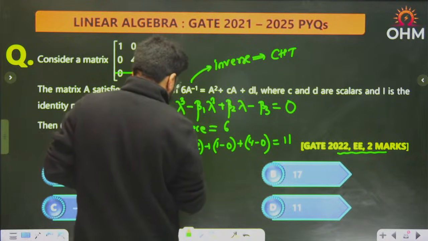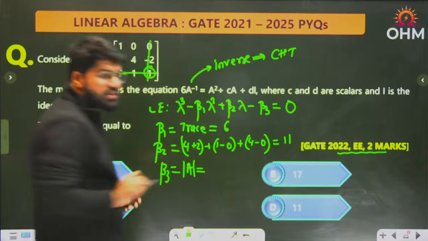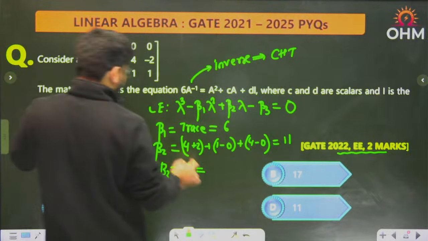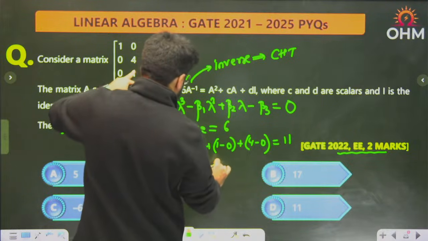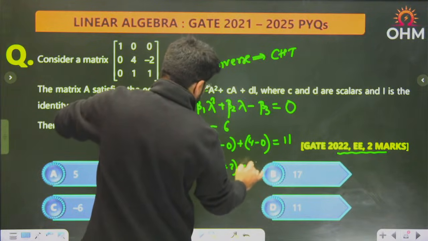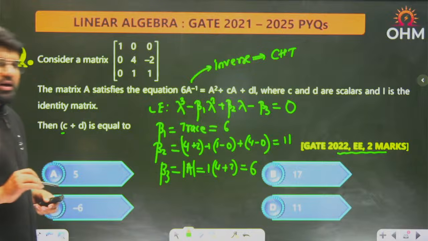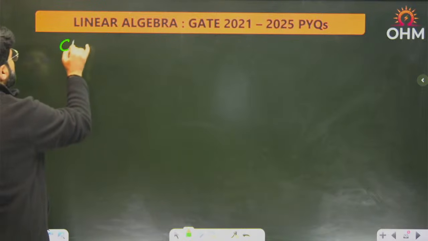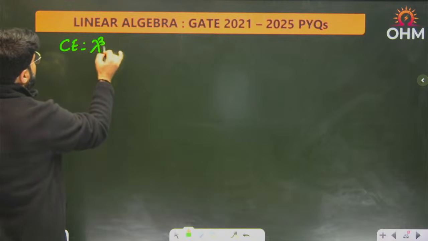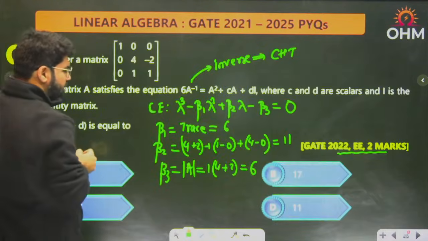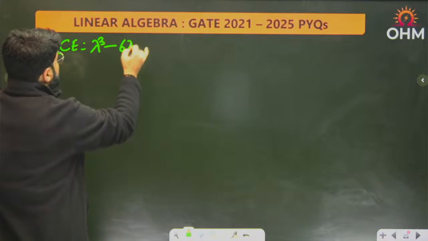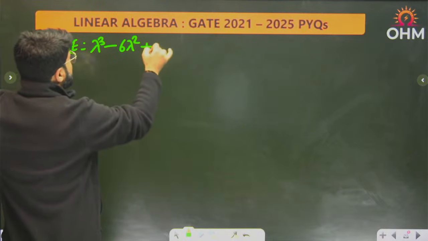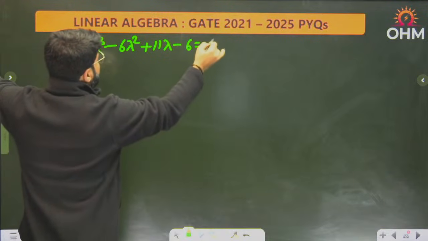The last step is beta 3. Beta 3 is known as the determinant of A. What about the determinant of A? Simply expanding about the first row, only one non-zero element is there, into 4 plus 2. So the determinant is 6. Now I will feed this into the characteristic equation. Lambda cube minus beta 1 lambda square, beta 1 is 6, plus beta 2 lambda, beta 2 is 11, minus beta 3, beta 3 is also 6.